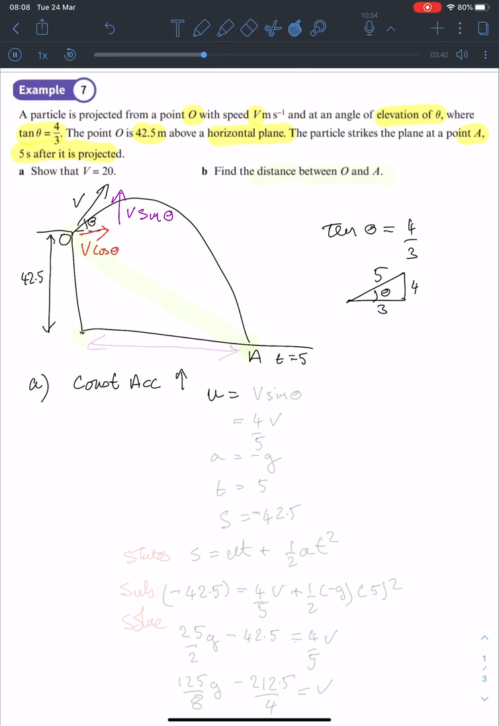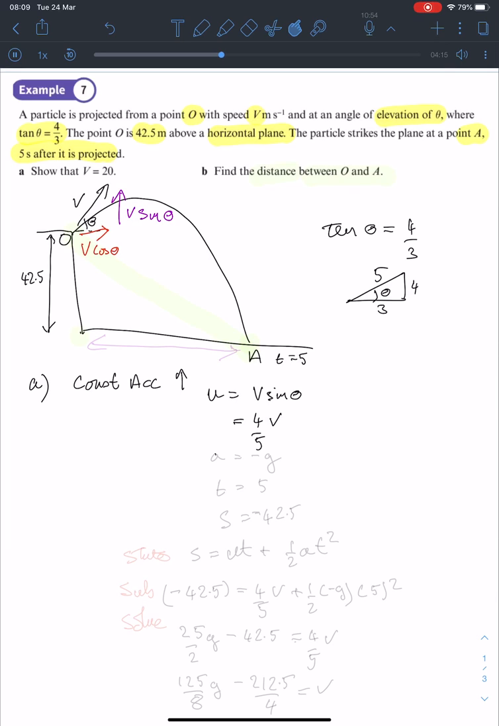So horizontally is v cos theta. Cos theta, we know, is 3/5 from our triangle. So u is 3/5 v. Except we don't want cos, do we? Because we're working vertically. So let's get rid of that and just do that again. So v sine theta, and sine is 4/5 of v.